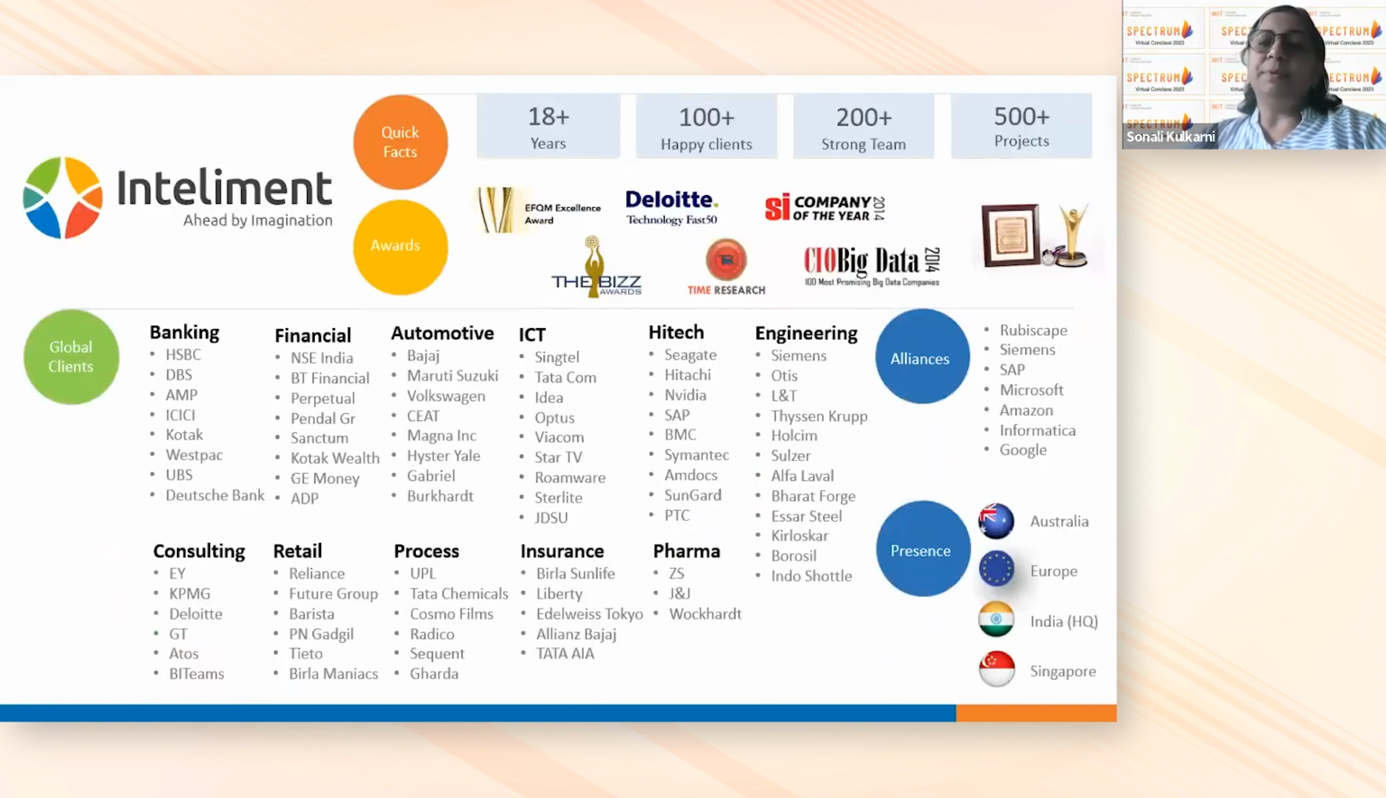This tool has been developed by my organization, IntelliMint, where I'm currently a part, which has 18 years of history in data science and data analytics solutions. As you could see, we have given solutions across all industries, including banking, financial, automotive, consulting, and different industry sectors. All our clients are across India. We have our development centers in Australia, Europe, India, and Singapore. IntelliMint has developed RubyScape, which is the end-to-end data science platform.